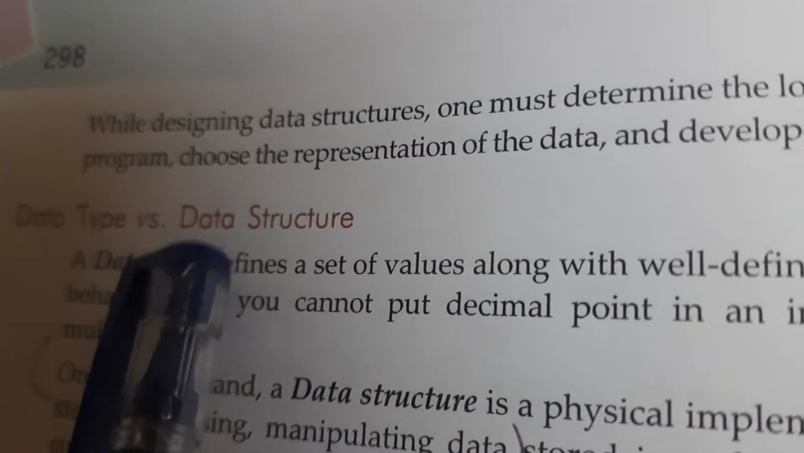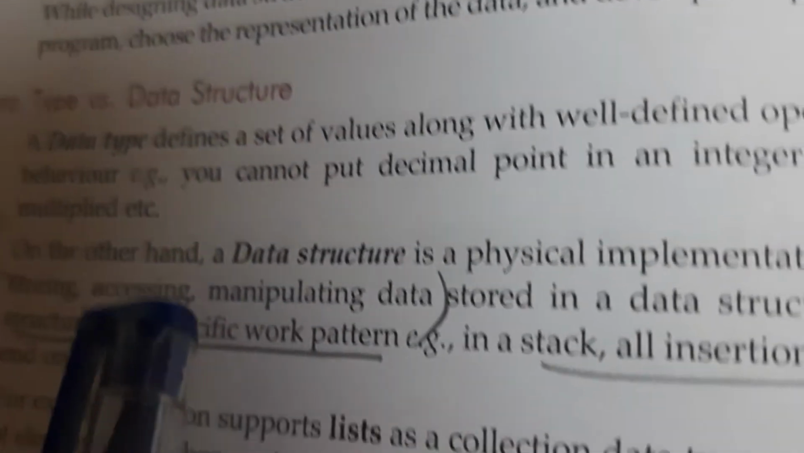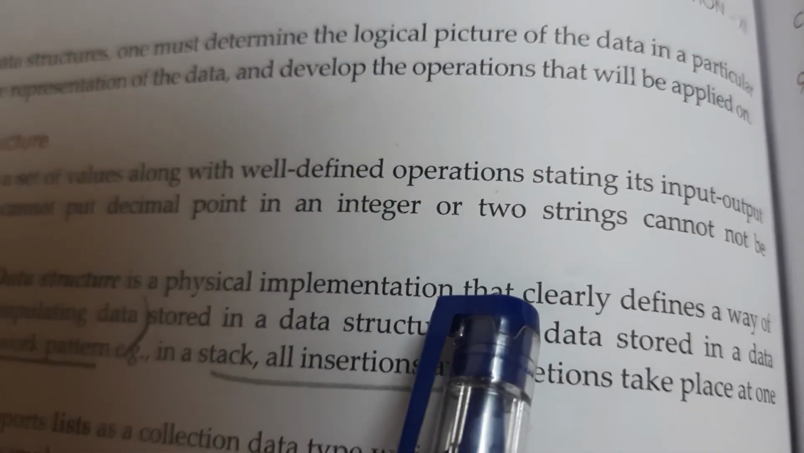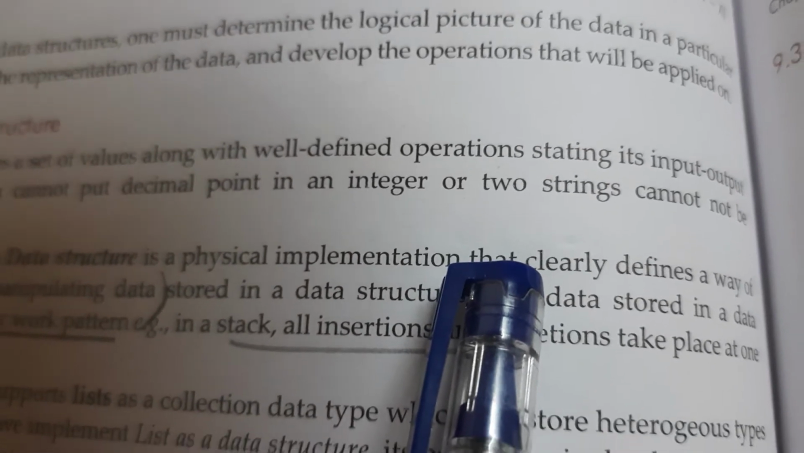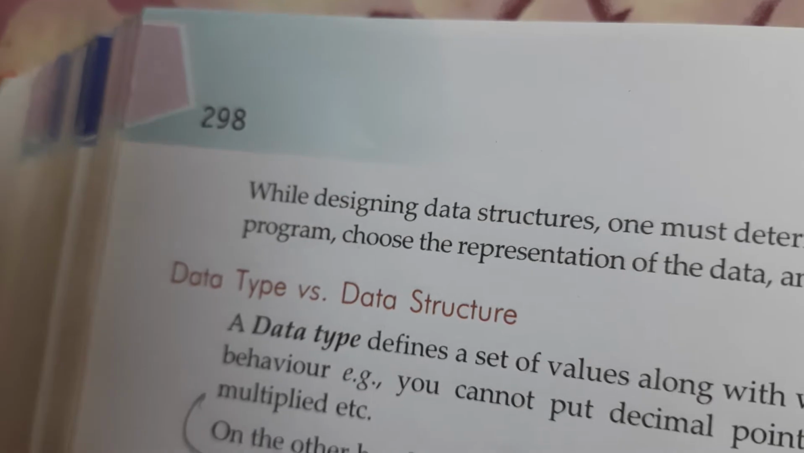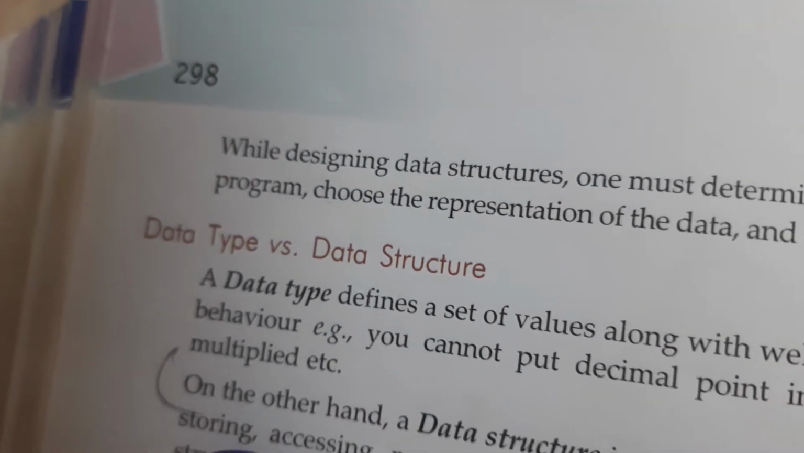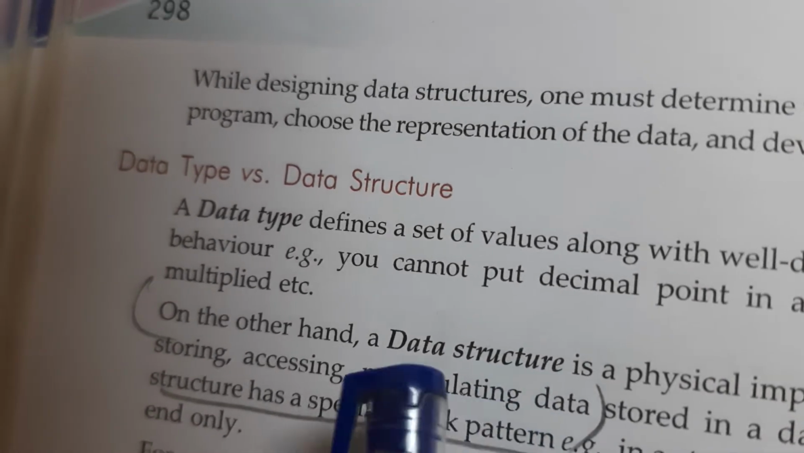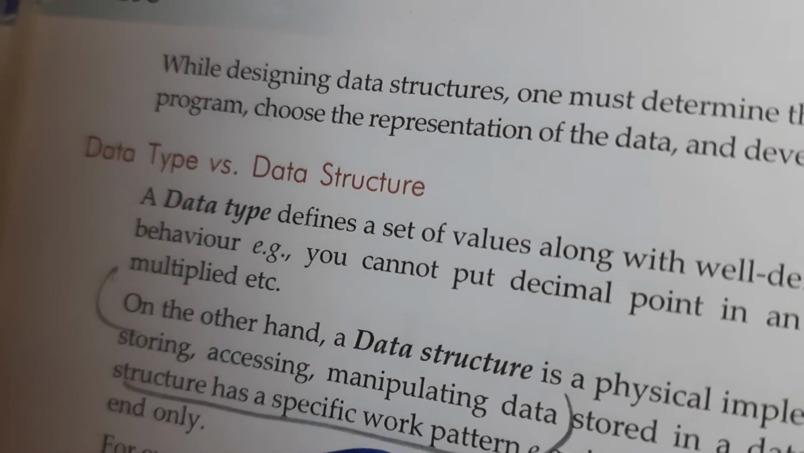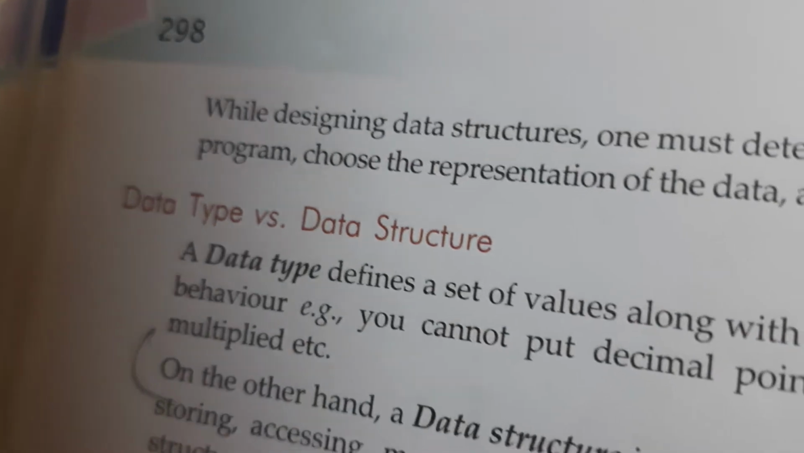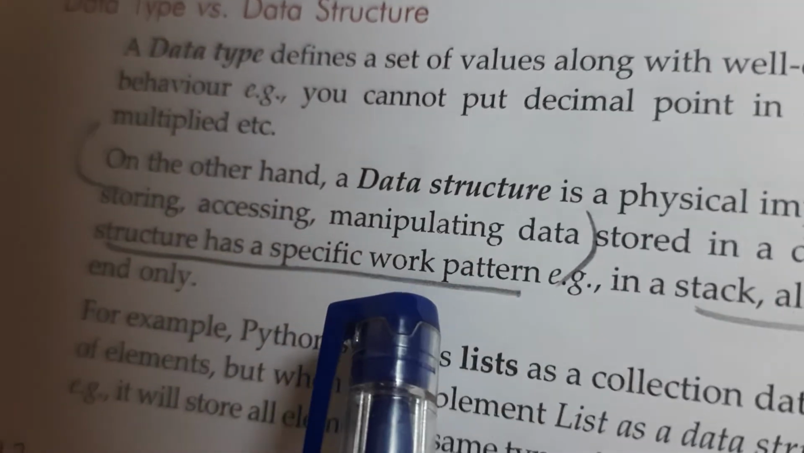This is not possible. So data types are defined sets of values, whereas when you come to data structure, it's again a physical implementation. That means you have to make this physical implementation by means of programming. That's all. It clearly defines a way of storing, accessing, manipulating data. How it has to be stored and accessed and manipulated will be defined in the data structure. And the data stored in a data structure has a specific work pattern. We'll be seeing that later on, one by one.